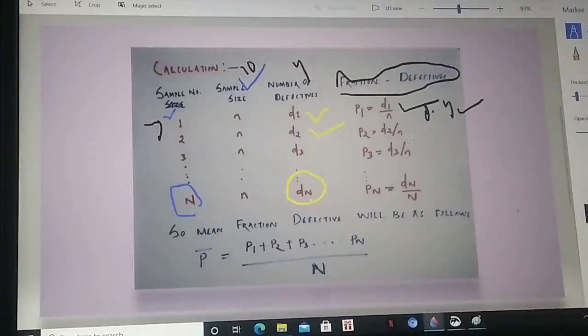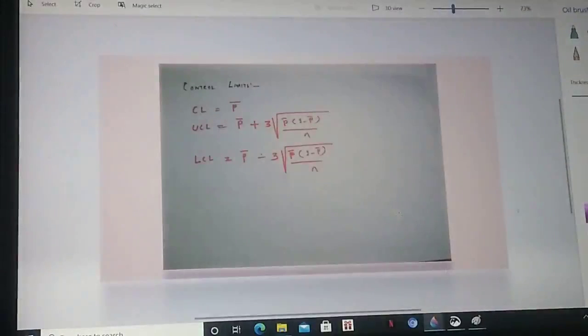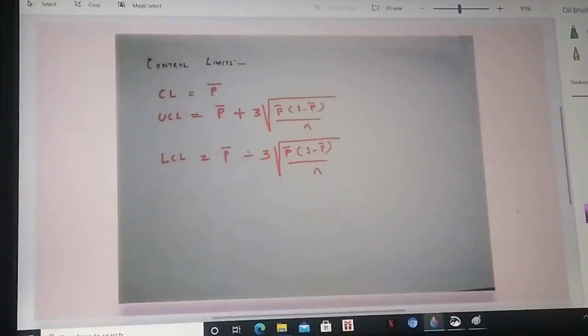So like this you can find out the fraction defective values for sample number 2, for sample number 3 up to sample number N. So P subscript N will be D subscript N divided by n. So the mean value of the fraction defectives will be as follows, that is P1 plus P2 plus P3 up to PN divided by capital N. So just put down the value of P bar in these control limits and then you can find out the value of the control limits.